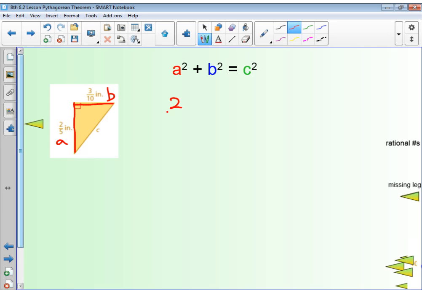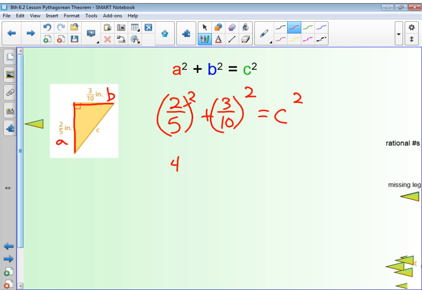Okay, so 2/5 squared plus for B 3/10 squared equals C squared. So plugging in our information, that's our first step, substitute in. Second step, simplify with orders of operation. So 2/5 squared, 2 squared is 4 over 5 squared is 25 plus 3 squared is 9 over 10 squared is 100 equals C squared.